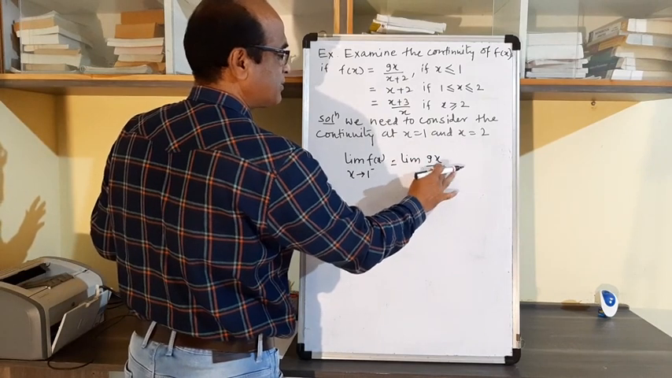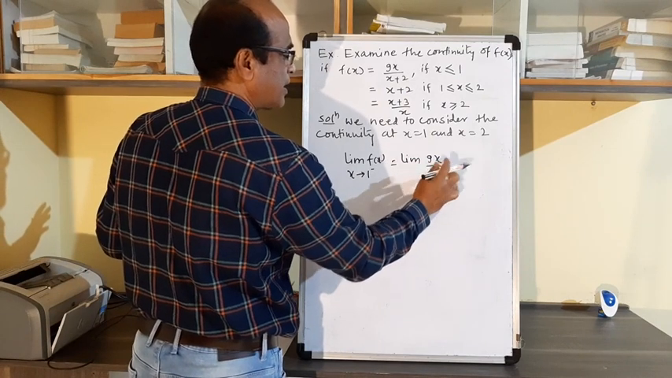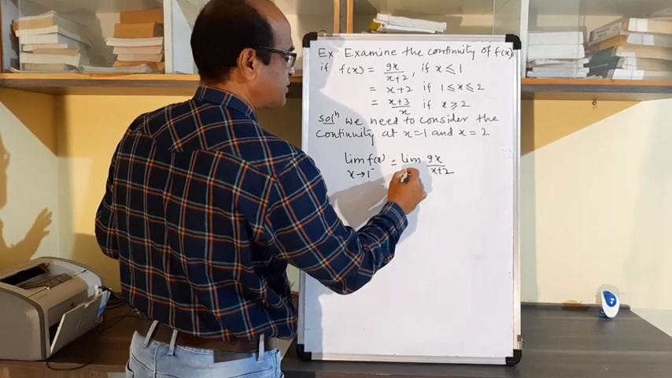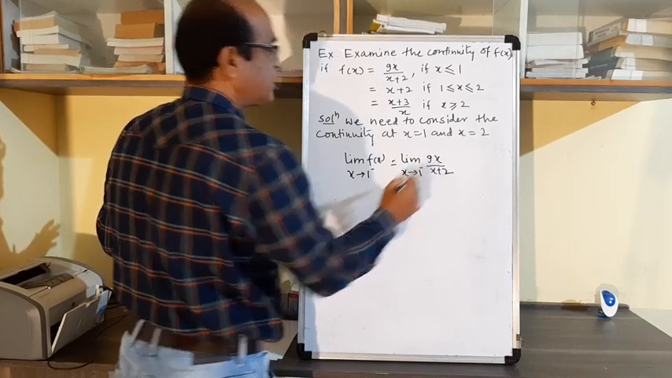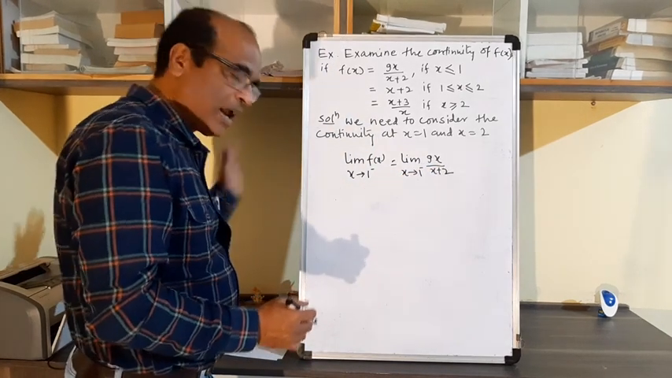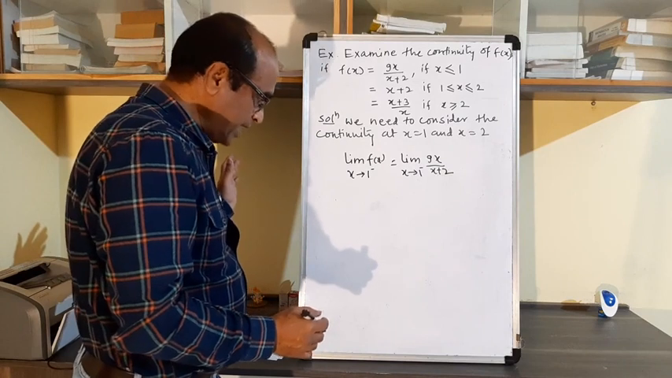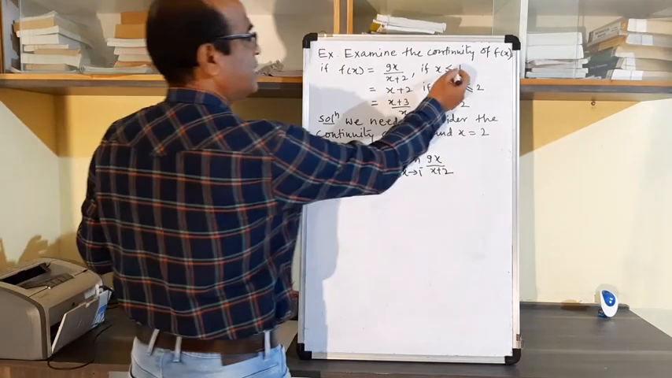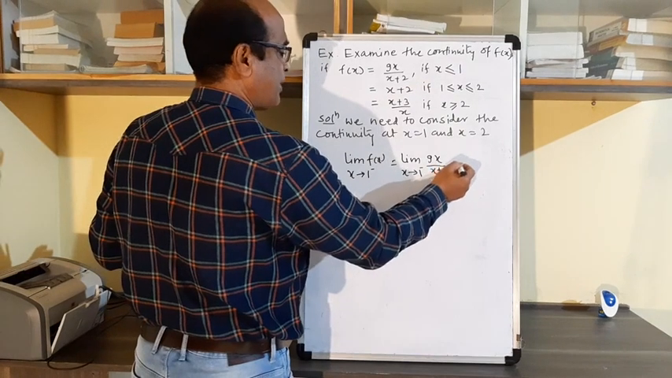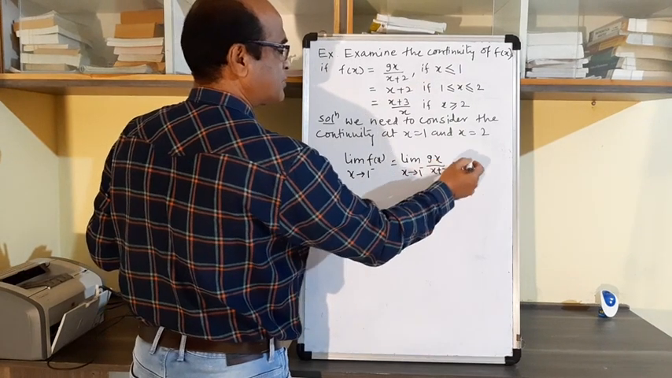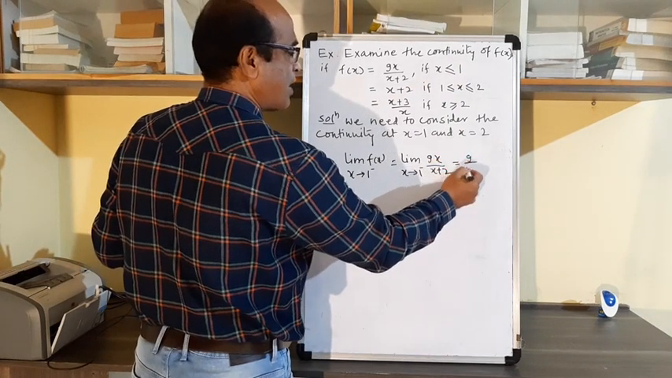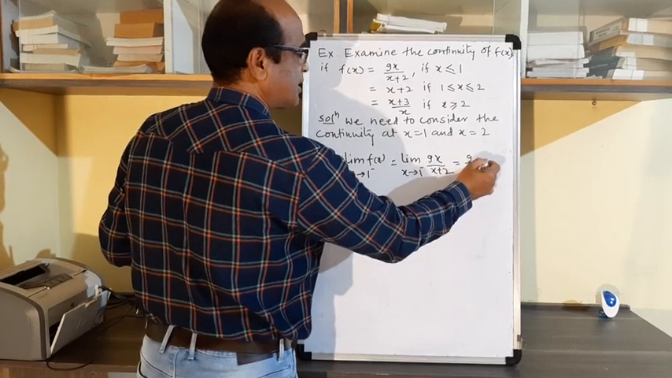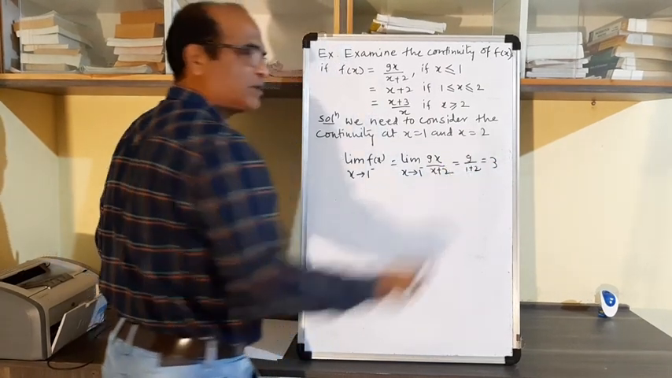X plus 2 as x tends to 1 minus. So this is a left hand limit. x tends to 1 from the left side. So this is what happened here. Put x is equal to 1. So this is 9 divided by 1 plus 2, that is 3. 9 divided by 3 is 3.